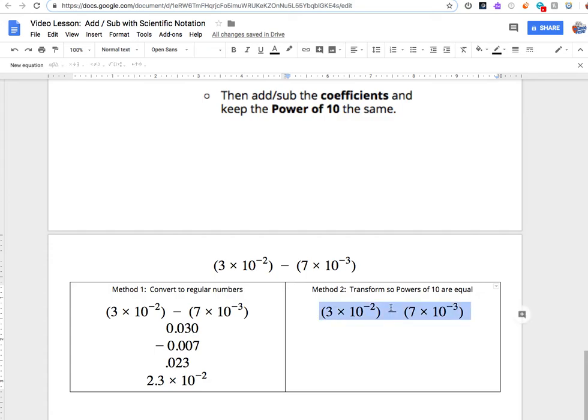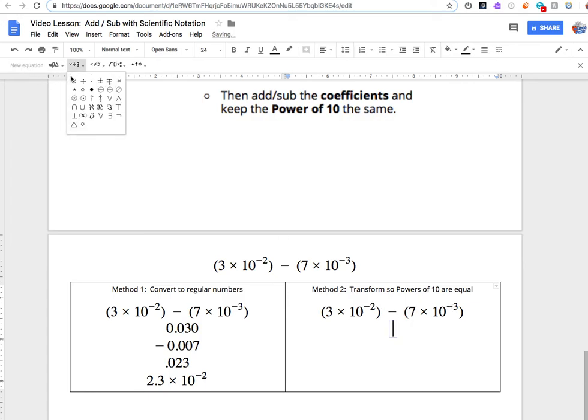If we used our second method, we would need to get these powers of 10 equal to each other. 3 times 10 to the negative second is bigger than 7 times 10 to the negative third. We know that because it's divided by fewer copies of 10. So what I'm going to do here, 3 times 10 to the negative second, I'm going to switch that over to 10 to the negative third. I want it to match up the same power of 10 as the one over here. If I bring in another negative power of 10, I divide by 10. This has to be balanced out by getting multiplied by 10 in the coefficient. 30 times 10 to the negative third has the same value as 3 times 10 to the negative second.